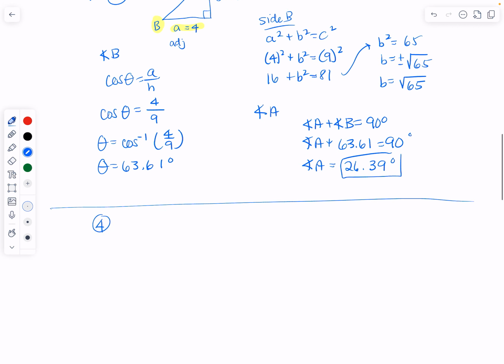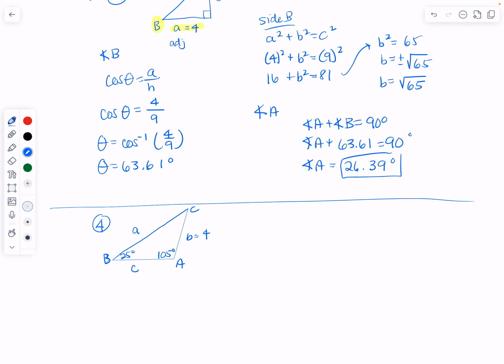Okay, so number 4 shows me a triangle. And I'm trying to draw it out like it looks on your review sheet. But here's angle B. This is angle C. And this is angle A. Now, angle A is 105. And angle B is 25 degrees. So we have side C, side A, and side B equals 4.